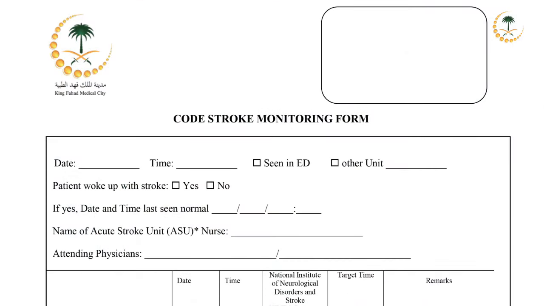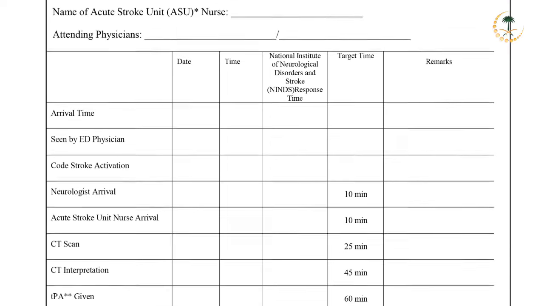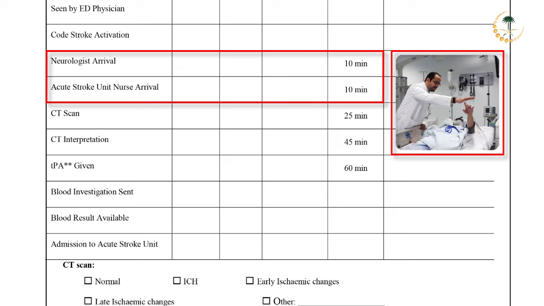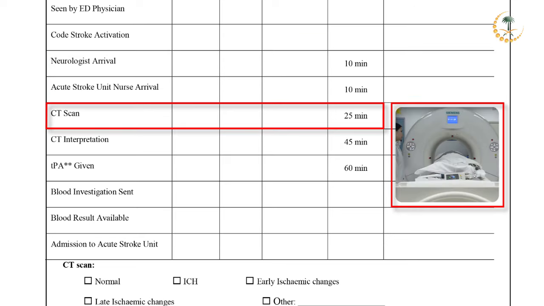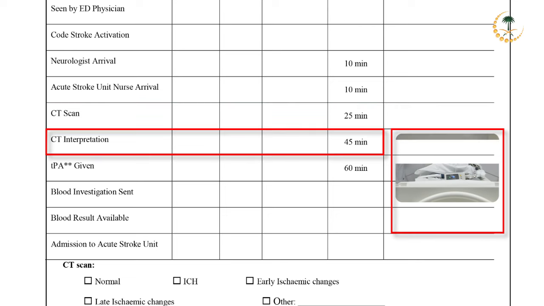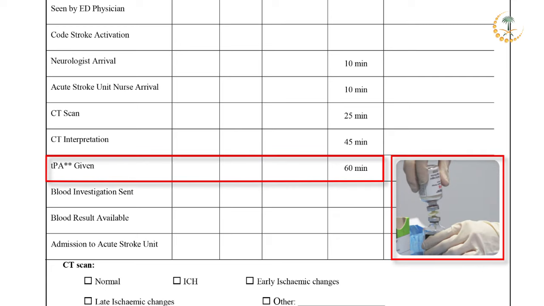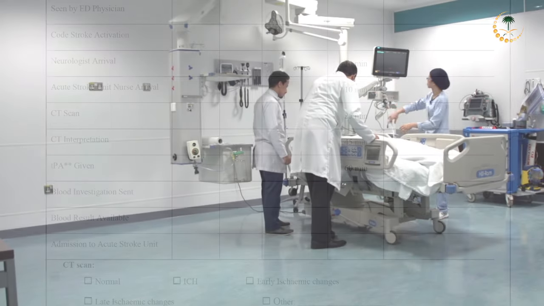The following target times are implemented to ensure the timeliness of TPA delivery in hyperacute stroke cases. Stroke team arrival within 10 minutes of code stroke activation. CT scan performed within 25 minutes. CT interpretation within 45 minutes. TPA delivery within 60 minutes, which is called the golden hour.